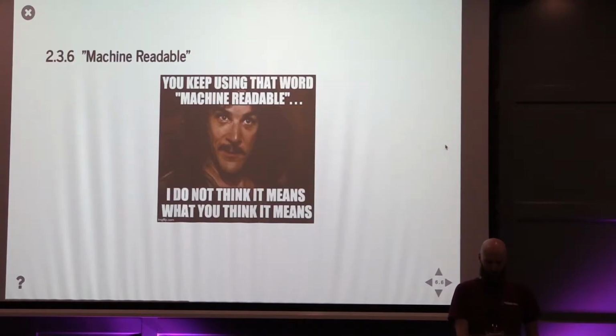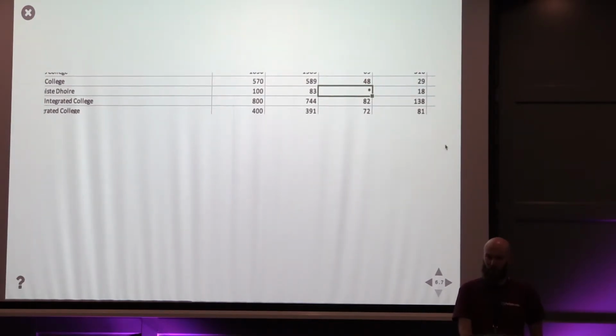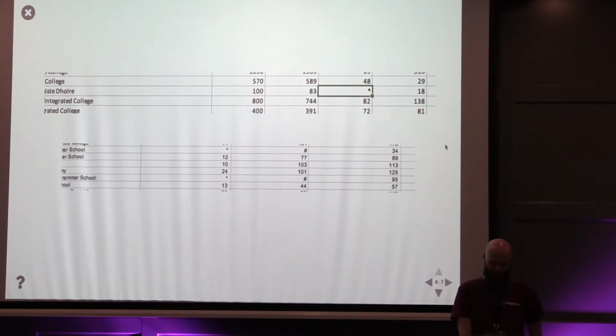But I'm now going to have to properly accelerate. I was planning on this being on time. Yeah, machine readable. Going back to that key before, what number is an asterisk? What number is a hash?